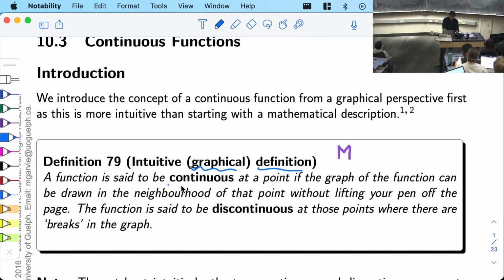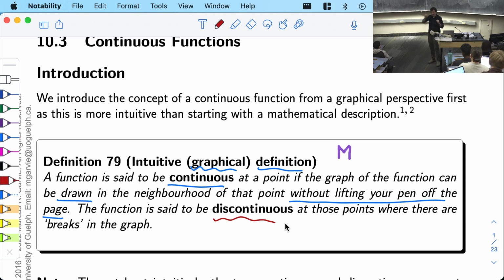So a function is said to be continuous at a point if the graph of the function can be drawn without lifting your pen off the page. So when you're drawing a picture of the function, if you can draw it without taking your pen off the page, that is a nice property of a function to have, right? It means you can draw it in one stroke. It's kind of like all one thing. That is what continuous means intuitively. If it doesn't do this, if it's bad, then we say it's discontinuous. That's like a bad function, like you have to jump all over it with your pen.